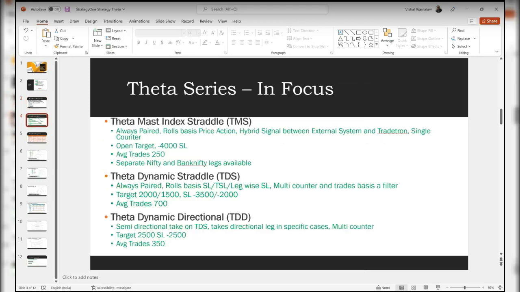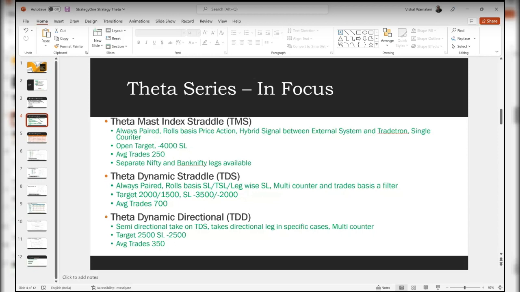When we talk about these strategies in focus, TMS is basically an always paired strategy which rolls on the basis of price action. There is a hybrid signal between an external system and Tradetron. It is a single counter strategy. What we mean by a hybrid signal is that there are certain signals which come from an external system which trigger it. The Tradetron based system is where the PNL based rolling or PNL based shifting is required, whenever there's no price action based shifting coming in from an external system.